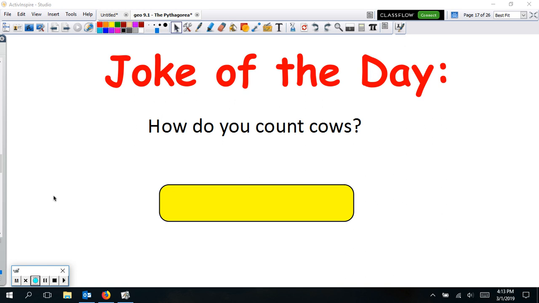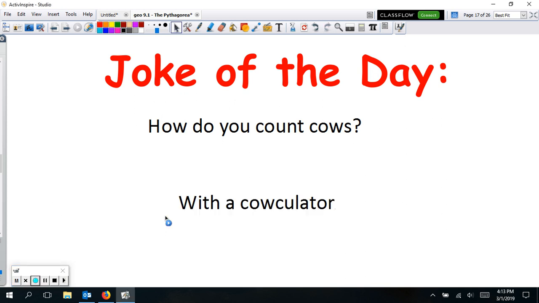All right, so here's our joke of the day. How do you count cows? With a calculator. Calculator, of course.